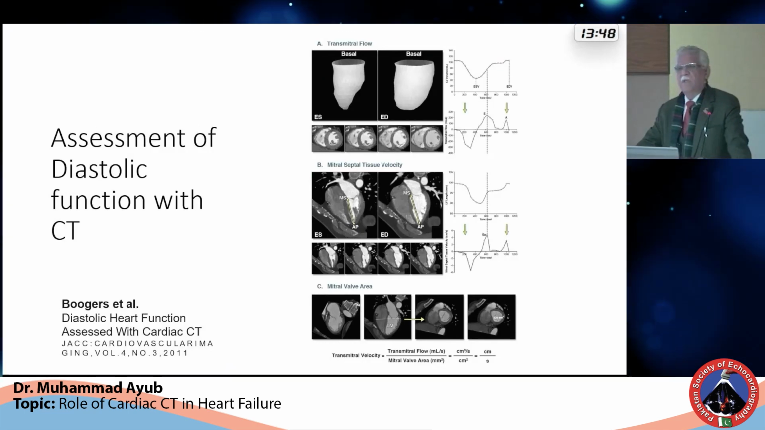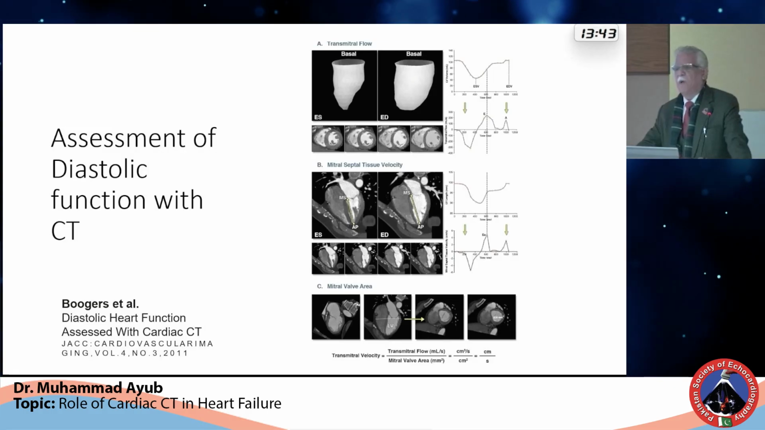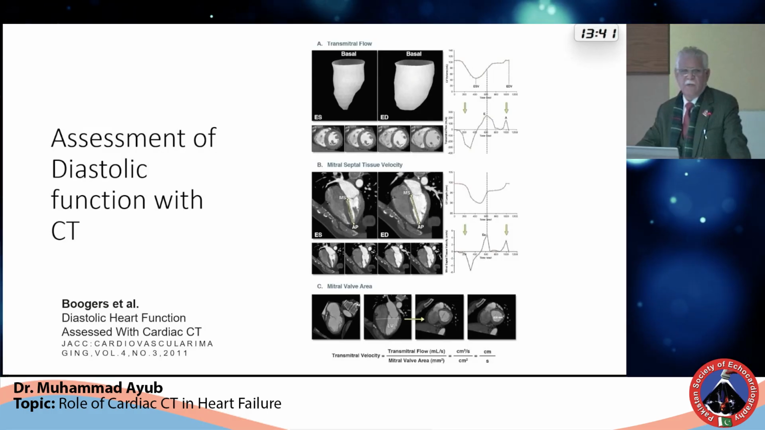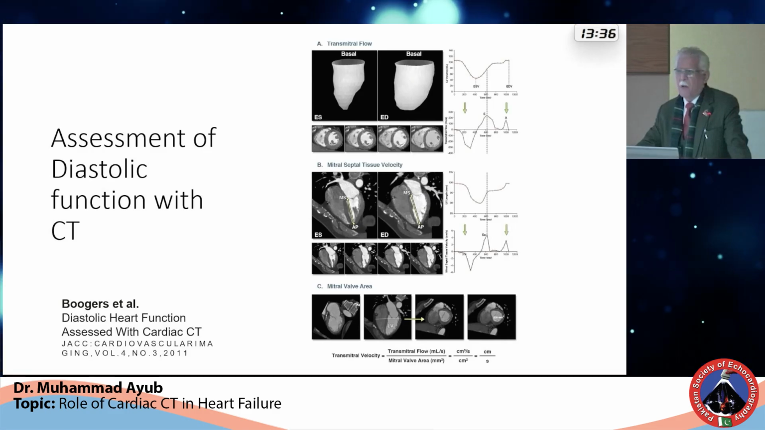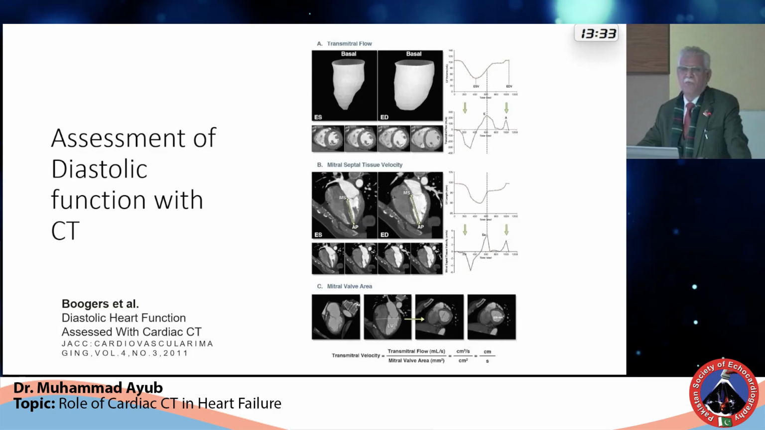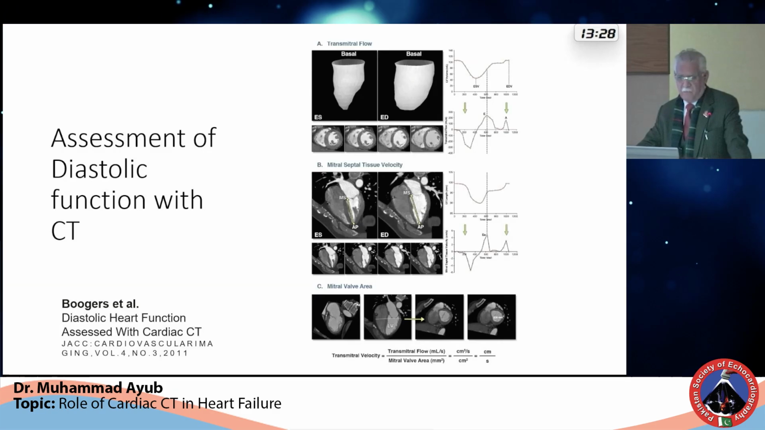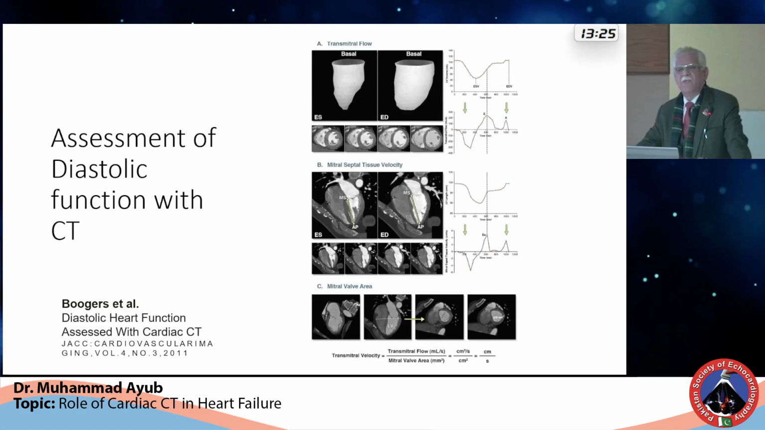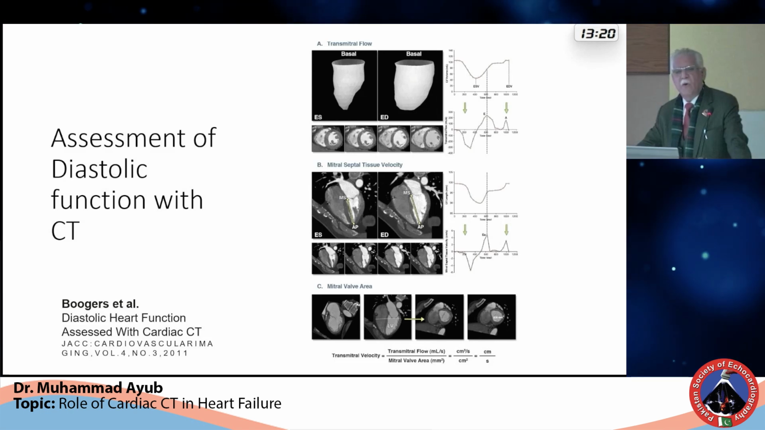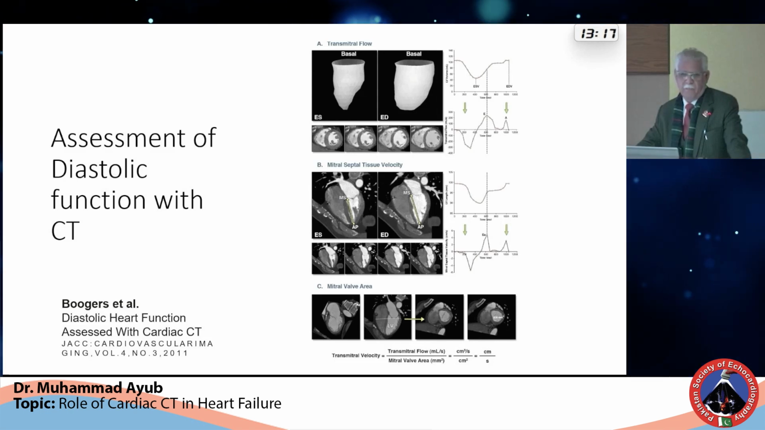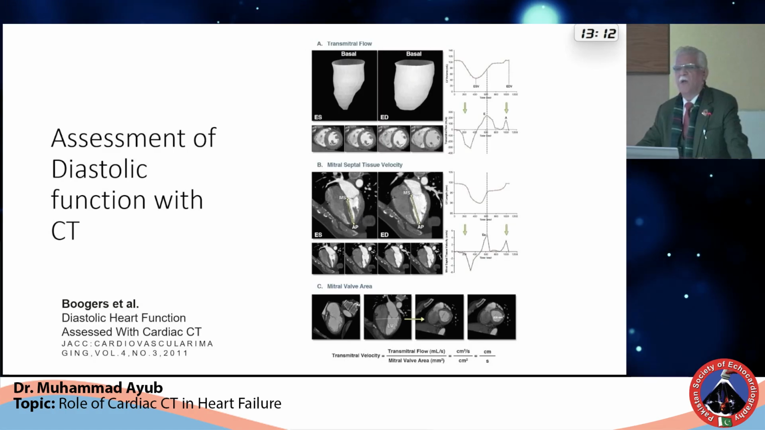And previously people thought that the use of CT is just limited to the assessment of systolic function. It has no role in the assessment of diastolic function. But theoretically it can be used for assessment of diastolic function as well. If you use the LV volume curve, then you can derive a first derivative curve from that curve, and that will tell you the rate of change of LV volume. And that rate of change of LV volume is actually the transmitral flow.